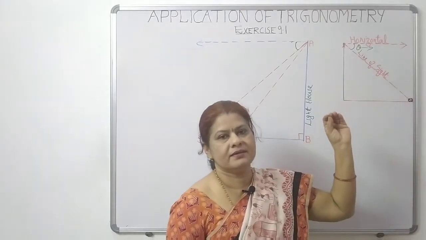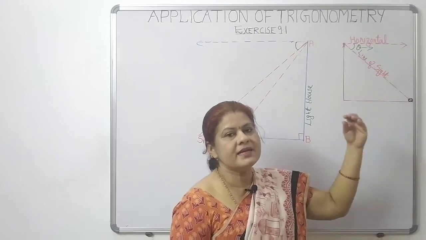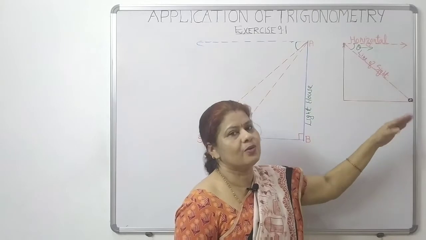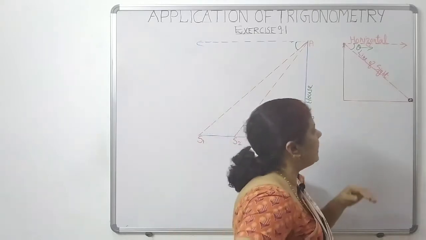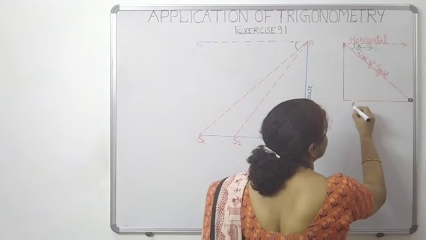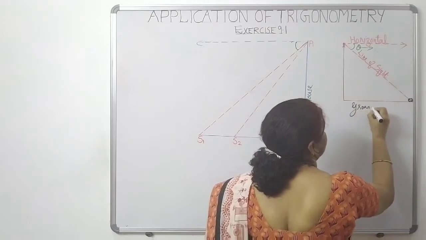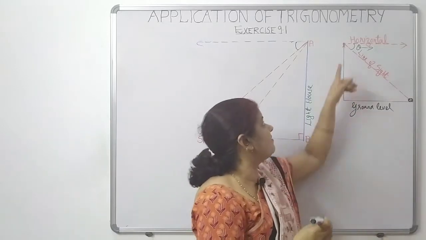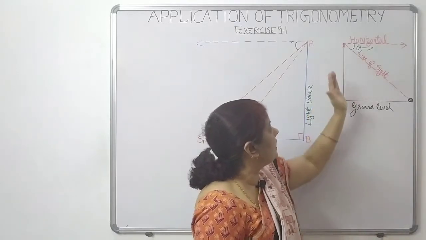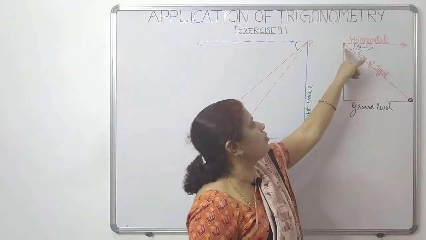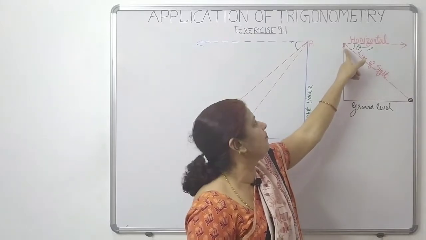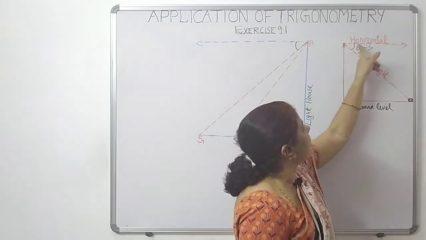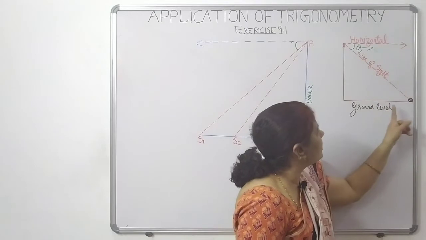ഹൊറിസോണ്ടൽ മീൻസ് ഇറ്റ് ഈസ് ദ ലൈൻ, ഇമാജിനറി ലൈൻ ത്രൂ ദി ഐ ഓഫ് ദി ഒബ്സർവർ വിച്ച് ഇസ് പാരലൽ ടു ദ ഗ്രൗണ്ട് ലെവൽ. ഓക്കെ, അപ്പോൾ ഇതാണ് ഗ്രൗണ്ട് ലെവൽ. ഈ കേസിൽ ഒബ്സർവർ ഒരു ഹൈറ്റിലാണ് നിൽക്കുന്നത്. സോ ത്രൂ ദ ഐ ഓഫ് ദി ഒബ്സർവർ ദർ ഈസ് എ ലൈൻ parallel to the ground level.